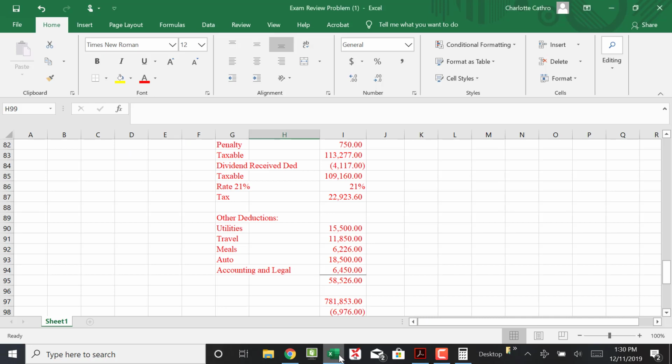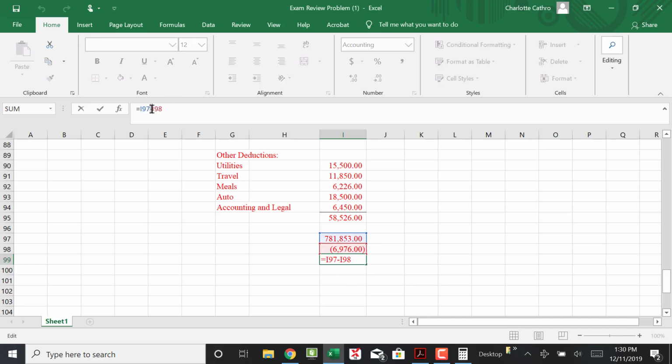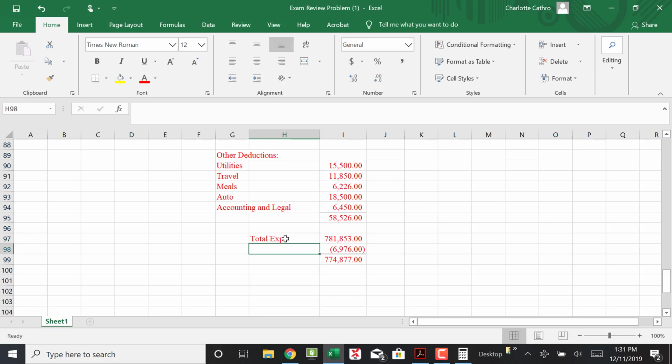Is that what I wanted? I went the wrong way. That's why I want to add that. 774,877. Ta-da! That's our total deductions. That's our total expenses, add backs, and total deductions.